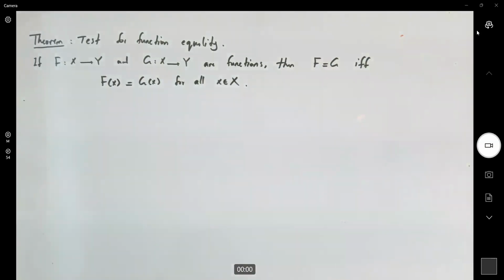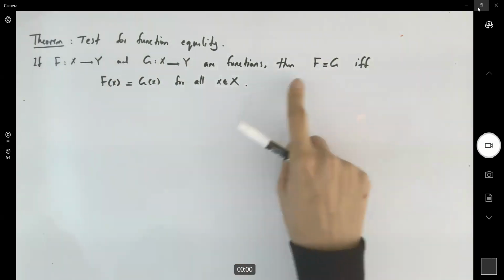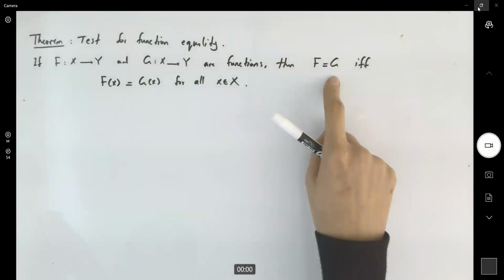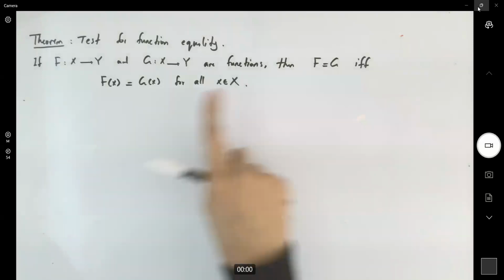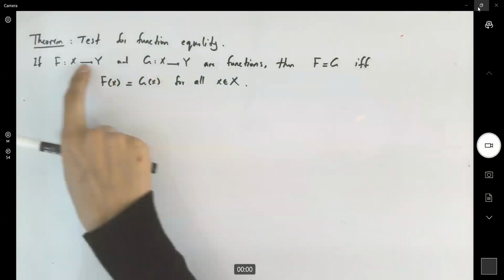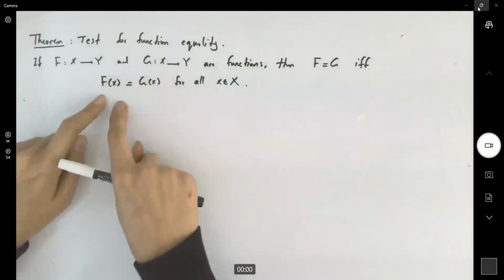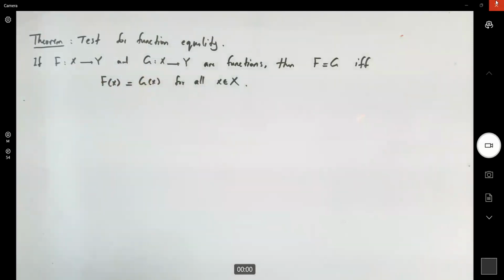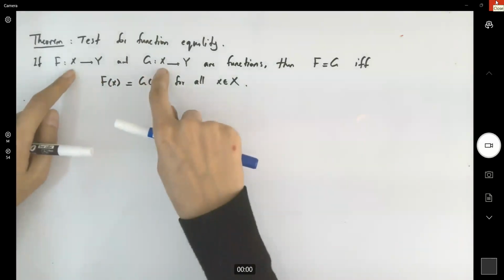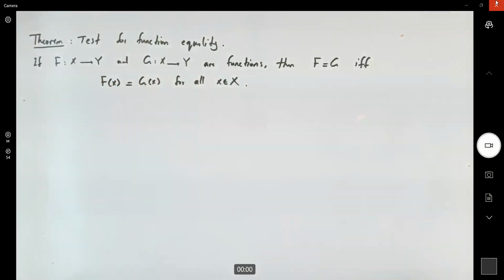Okay, very good. So we're going to show that two functions are equal if and only if they have the same domain. So the domains must be the same, and the definitions of functions are also the same. So just note that here you have the same domain, x and x. So let us work the proof out.